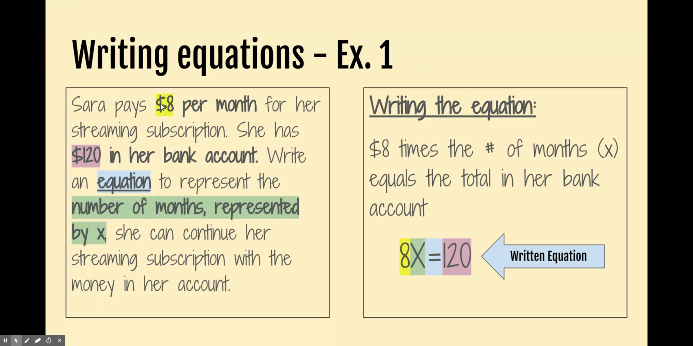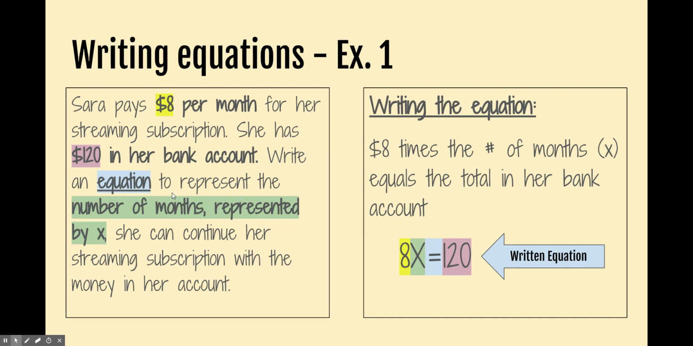The first one says Sarah pays $8 per month for her streaming subscription. So like Netflix or something like that. She has $120 in her bank account. Write an equation to represent the number of months represented by X. So X is the variable we're going to use to represent how many months she can continue her streaming subscription with the money in her account.